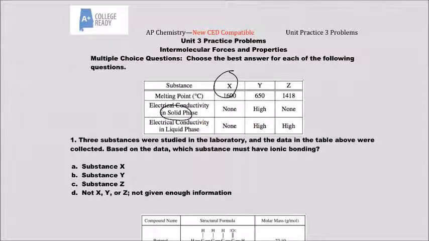So that narrows it down to X and Z, because only things that are solids and electrical conductors would be metals. Okay, so we know it's not Y. And then the last characteristic here is the electrical conductivity in the liquid phase. If an ionic solid is melted or molten, it has free moving ions, so it should conduct, so we would say high. So the answer here, I think, would be C. Yes, letter C. There's plenty of information to answer this question. Okay, so moving on down.